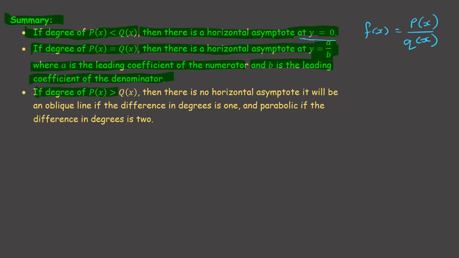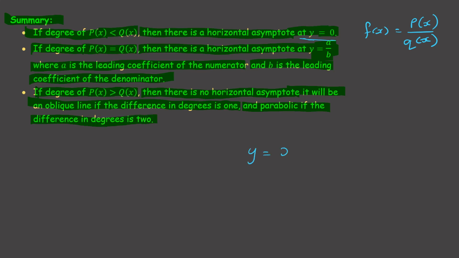If the degree of p of x is greater than q of x, that's when we do the division, then there is no horizontal asymptote. It will be an oblique line if the difference in degrees is 1, and parabolic if the difference in degrees is 2.